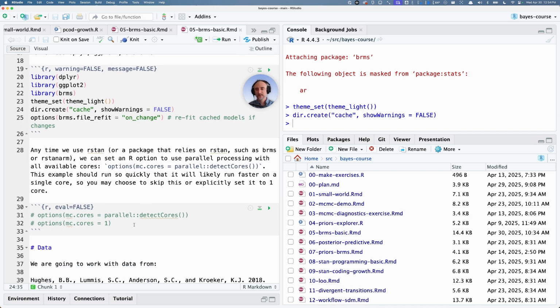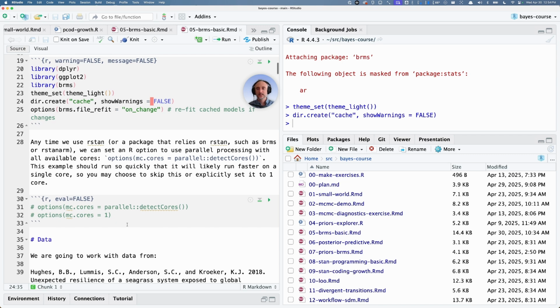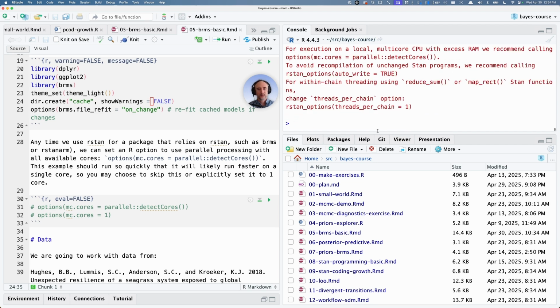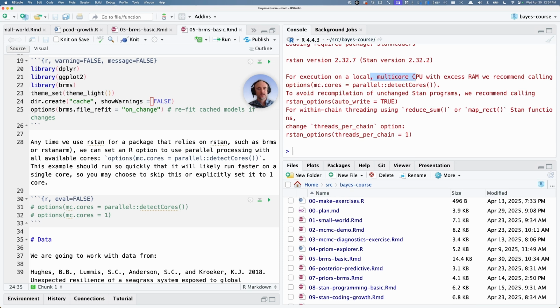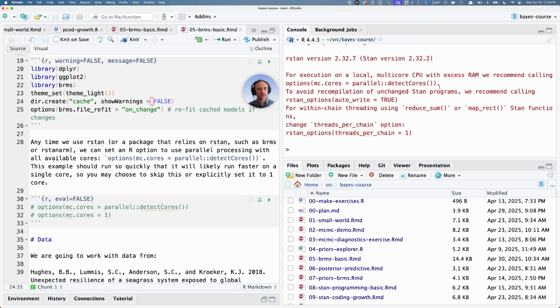Ordinarily, if I was fitting a more complicated model and I wanted to fit my chains in parallel, I could set options(mc.cores = parallel::detectCores()). And in fact, you'll get that if you want to copy that into your code anytime you load rstan. I'll just do library(rstan) here, and you can see in the messages that it prints out: for multi-core CPU, we recommend calling this. So I would just copy this in.